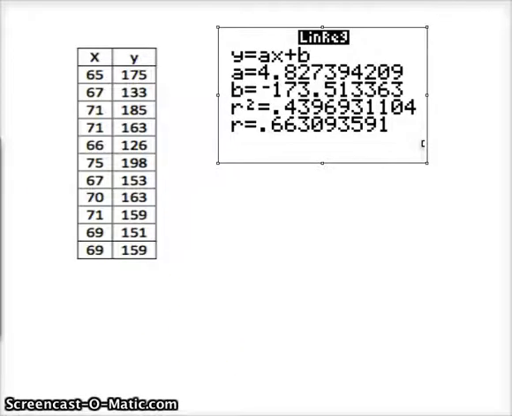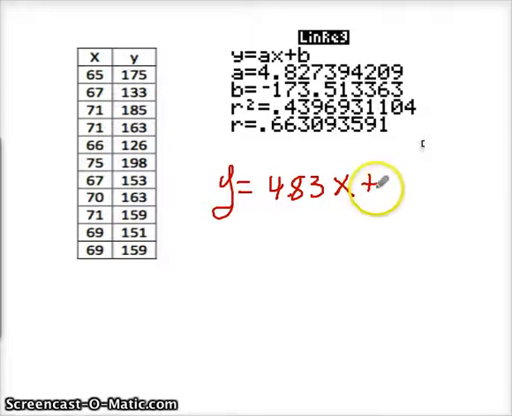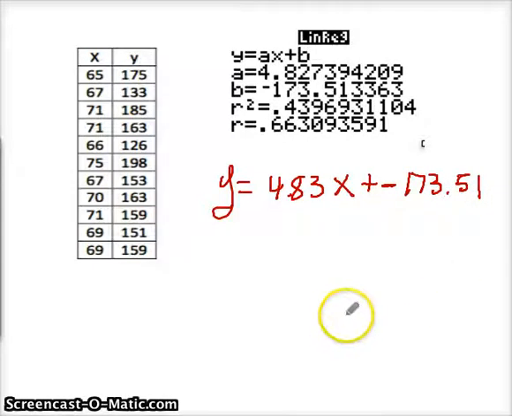All right, if we notice in here, first of all, we can write our equation. We're going to write y is equal to 4.83, we'll just round it to 2 places here, x plus, actually that's a minus, okay, minus 173.51. Question number 1, write your regression line. So here's our regression equation right here.